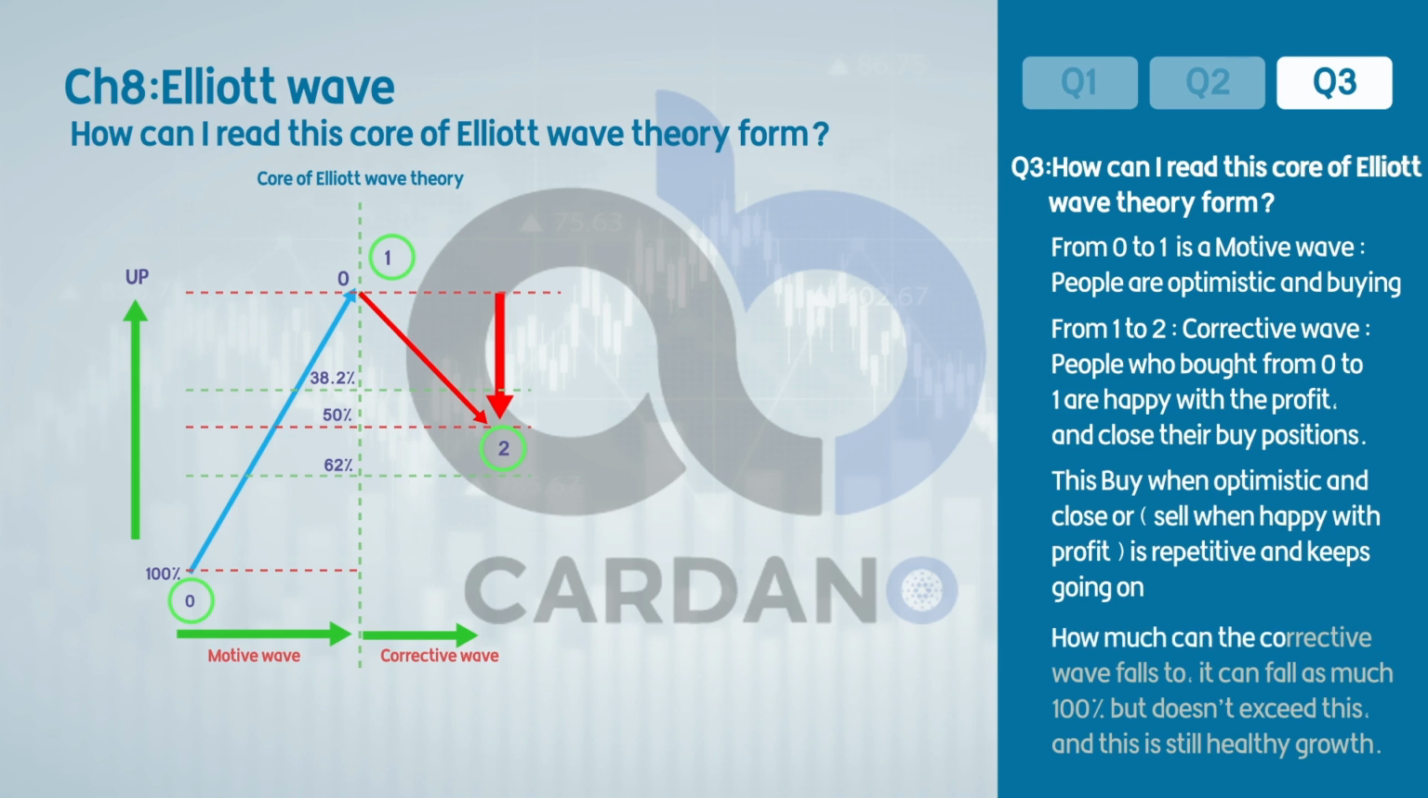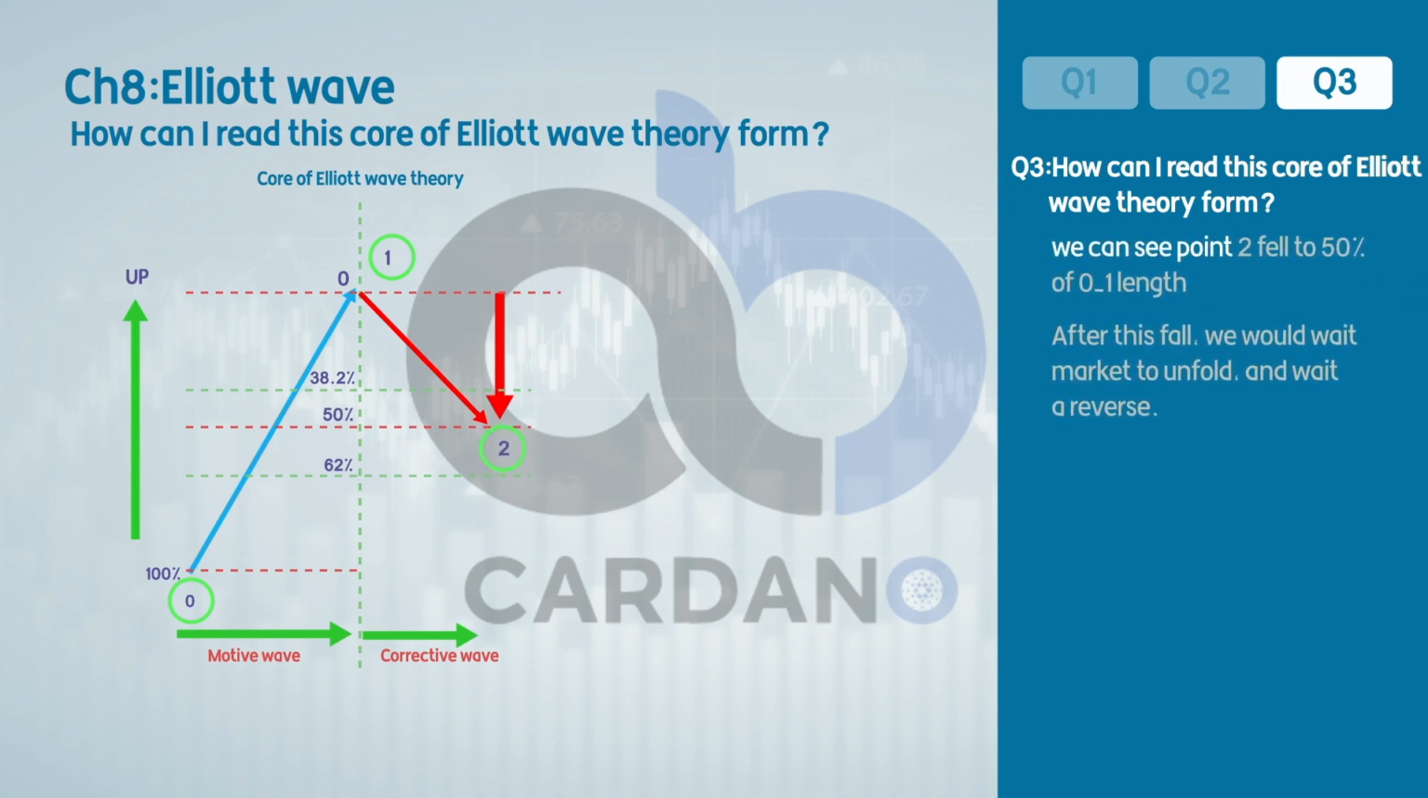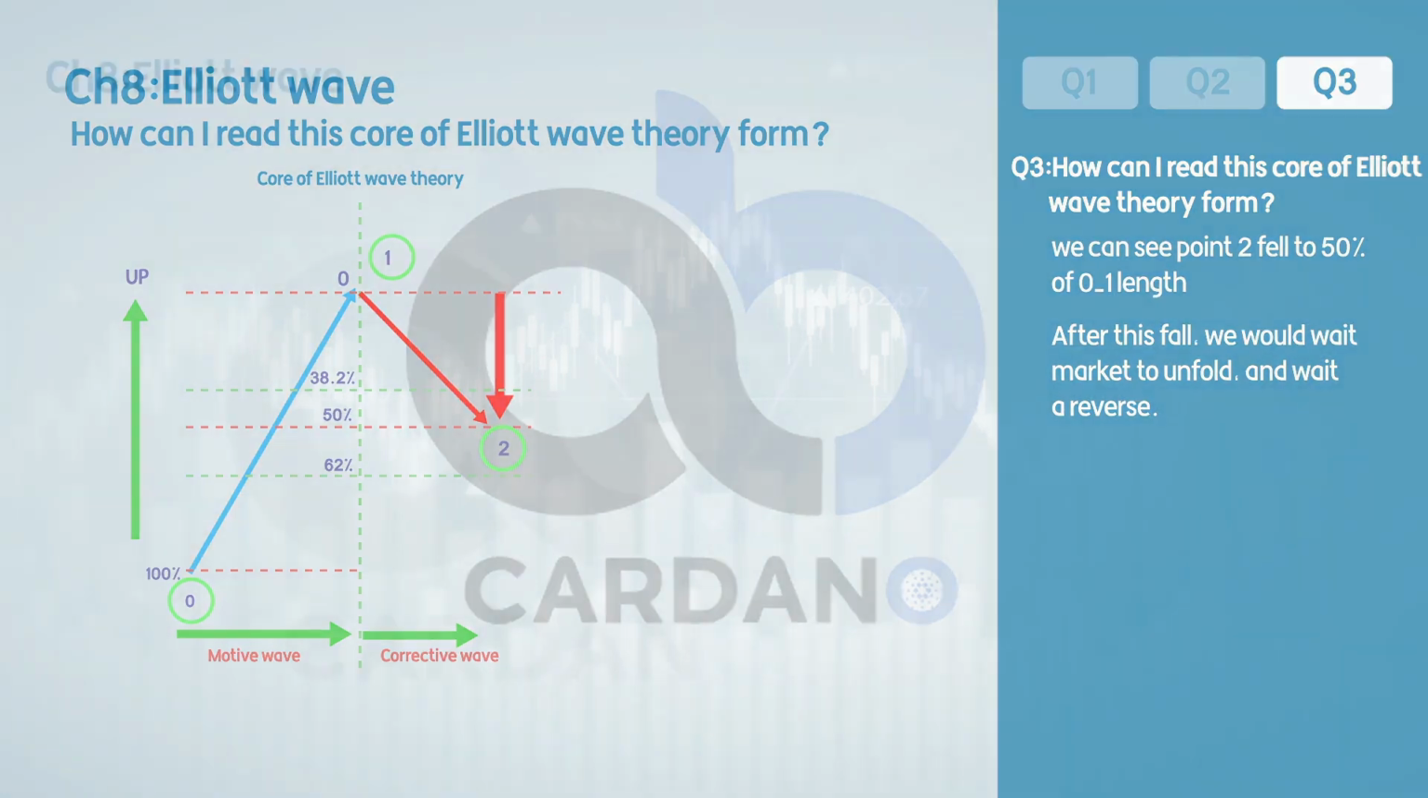How far does the corrective wave fall? It can fall as much as 100%, but doesn't exceed this, and this is still healthy growth. We can see point 2 fell to 50% of the 0 to 1 length. After this fall, we would wait for the market to unfold and wait for a reversal.